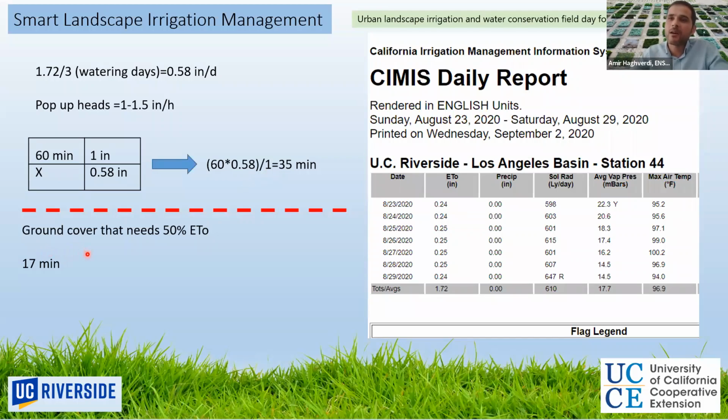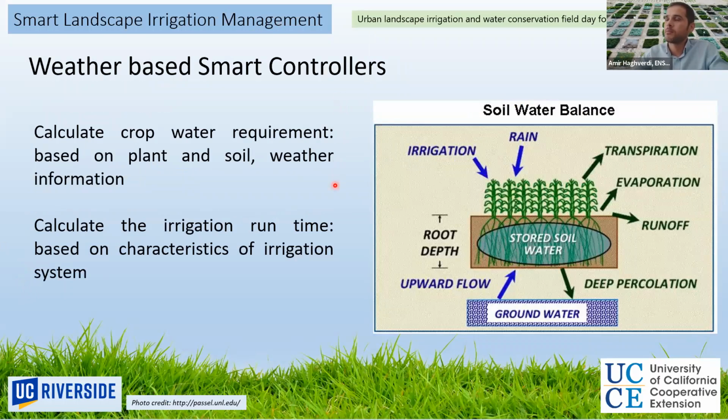And if you have a ground cover that needs only 50% of this, we only need to run the irrigation system 17 minutes for this scenario, 17 minutes, 3 days a week, to fulfill the irrigation requirements based on the data. So it gives a lot of good information, and I really recommend people to go and explore this website.